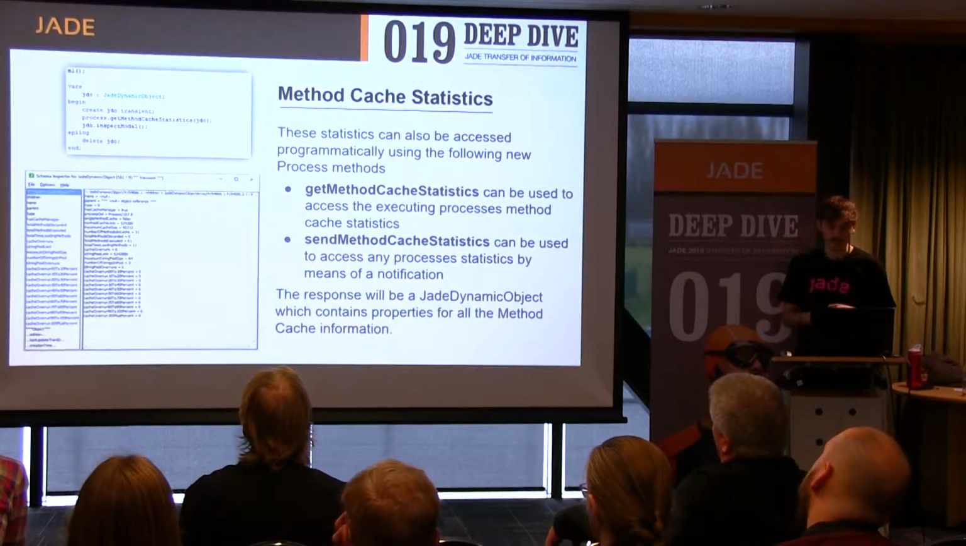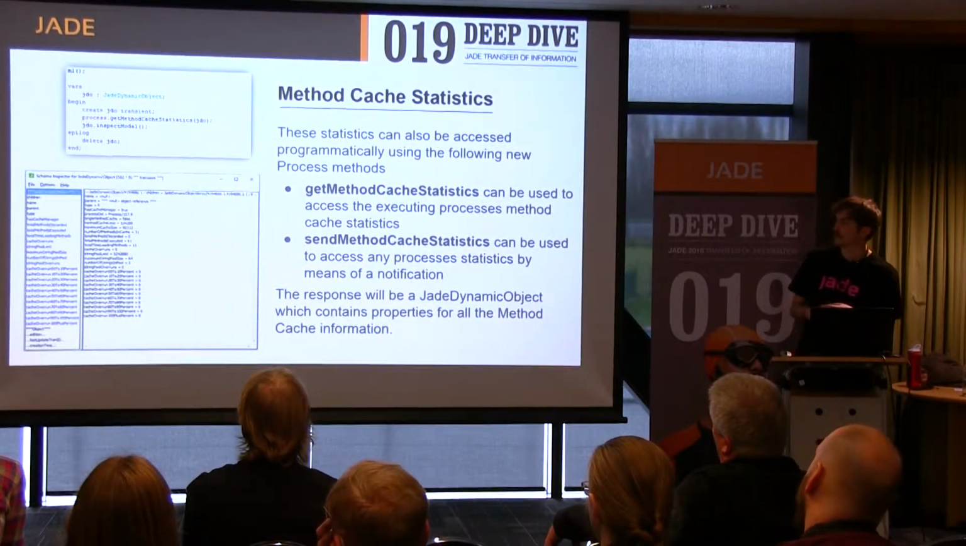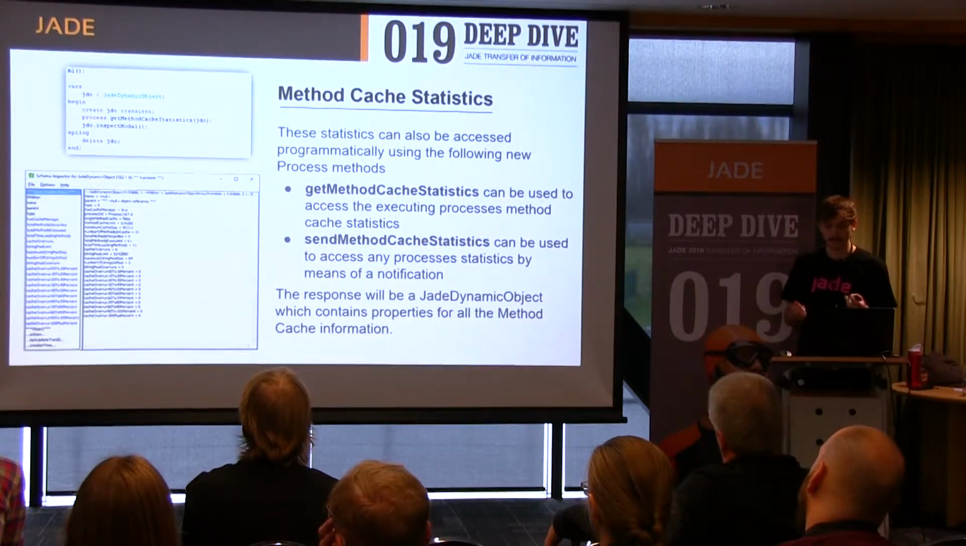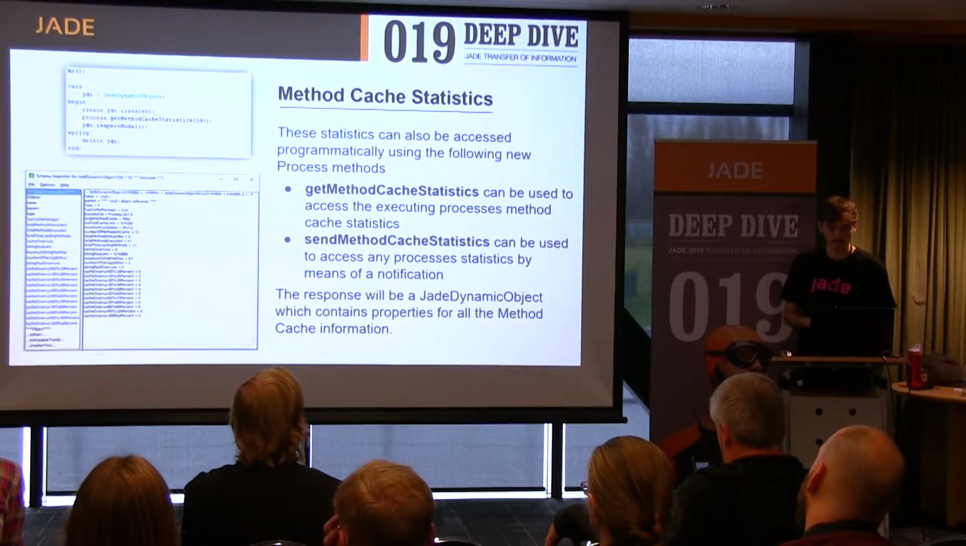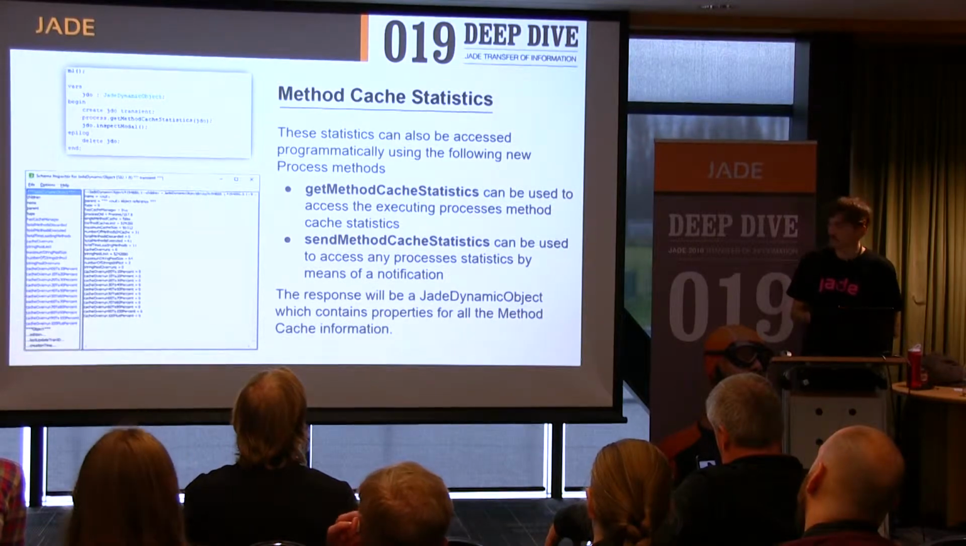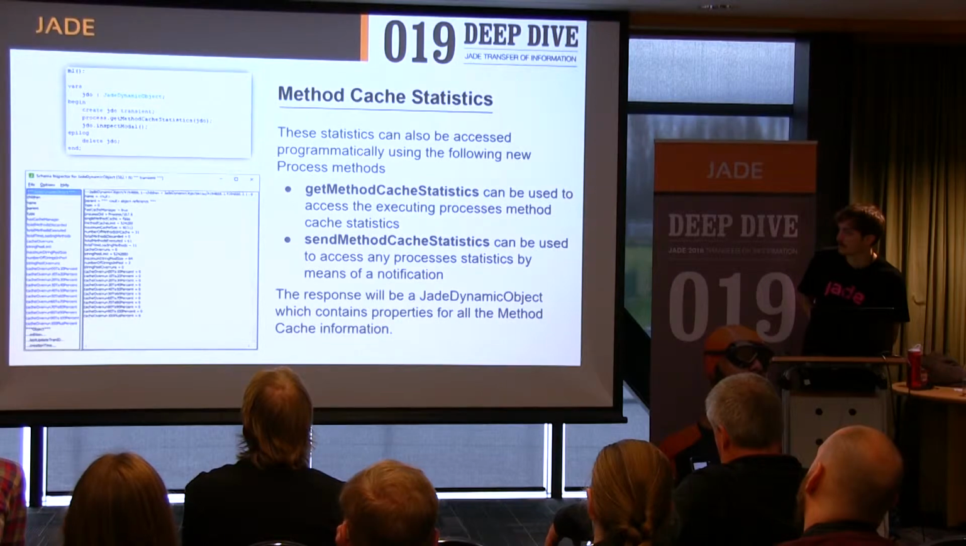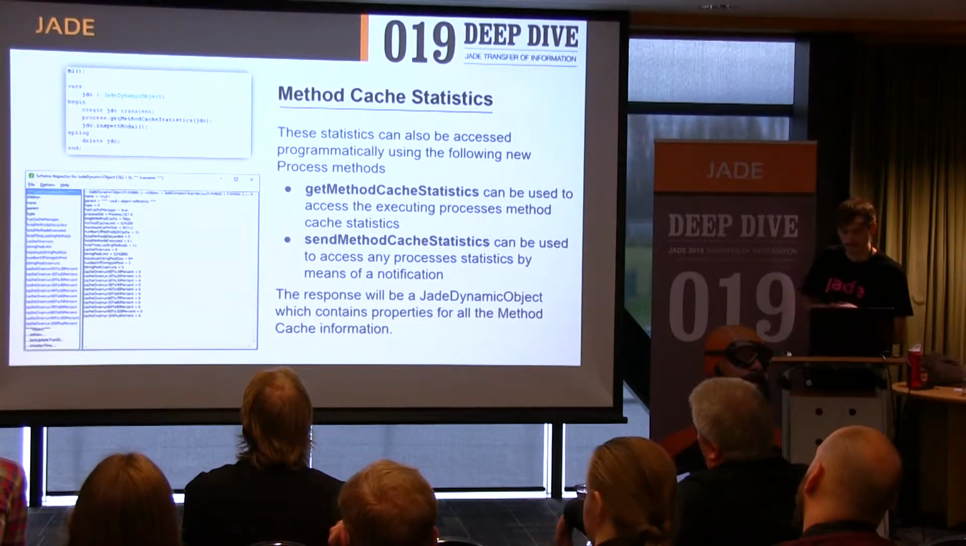So two new methods have been added to the Process class to facilitate this new functionality and are available to use. These can be used to programmatically interrogate a particular process and see what its cache is up to. The process getMethodCache can be used on an executing process to retrieve its current method cache stats in the form of a JADE dynamic object, which has all the values stored inside it.